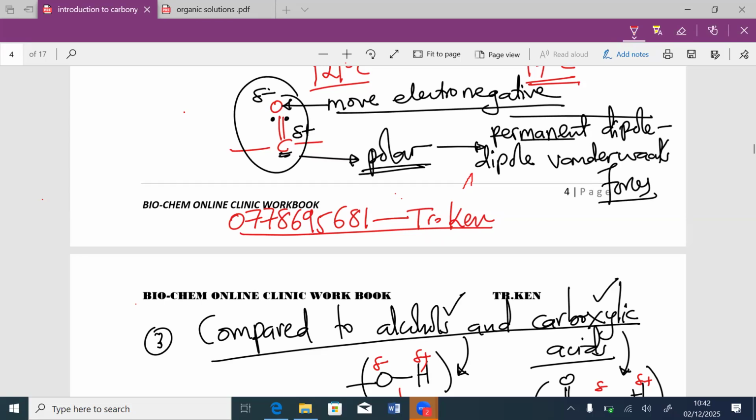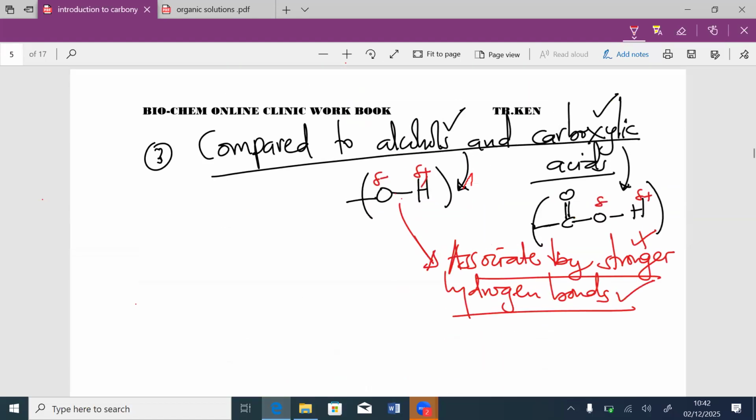Okay, so let's delve into the other aspect. Now I'm going to explain why aldehydes are more reactive than ketones when we are looking at the reactions of carbonyl compounds. When we are looking at the reactions of carbonyl compounds, we realize that carbonyl compounds undergo what we call nucleophilic addition reactions. I'm going to explain to you why aldehydes are more reactive than ketones when we reach that aspect.